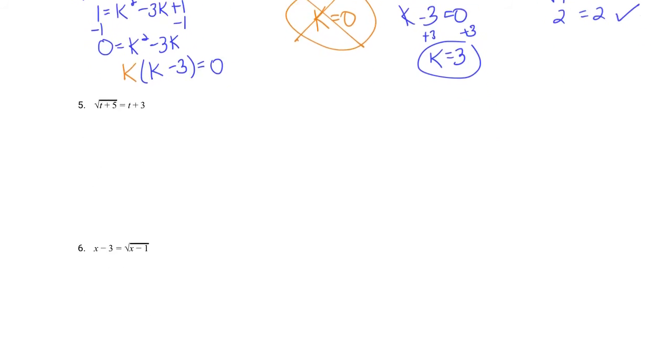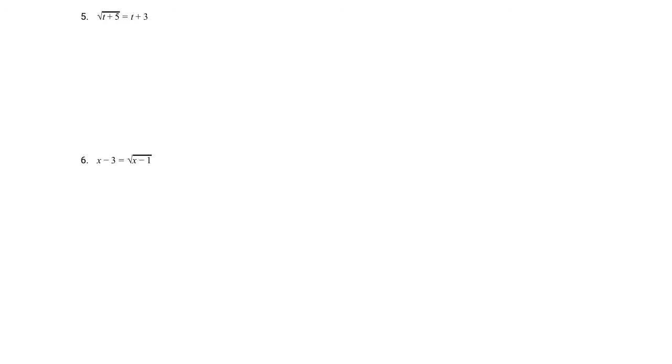Let's do another one. Same idea here. We've got a t inside the radical and a t outside. The radical's all alone, so we're going to square both sides. On the left, we'll have t plus 5. And on the right, we'll have the product of t plus 3 times t plus 3. T times t is t squared, plus 3t plus 3t plus 9. So t squared plus 6t plus 9.